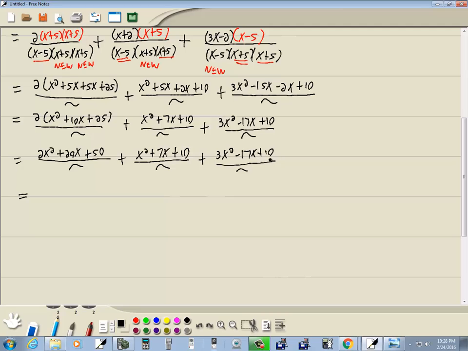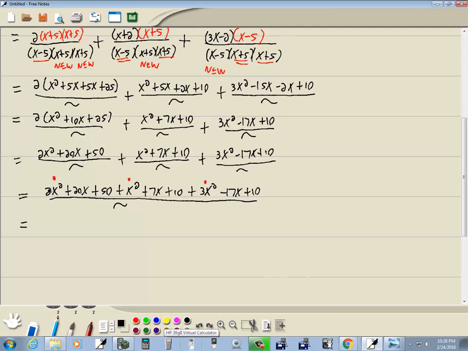Well, they all have the same denominator now, so now we're going to merge together the top parts, adding them. So we're going to have 2x squared plus 20x plus 50 plus x squared plus 7x plus 10 plus 3x squared minus 17x plus 10 all over our denominator. I'll put that back here shortly. Now combining together like terms, here's an x squared, here's an x squared, and here's an x squared. You add or subtract the numbers in front of them. 2 plus, there's an invisible 1 here. 2 plus 1 is 3, plus another 3 is 6. So that's 6x squared.